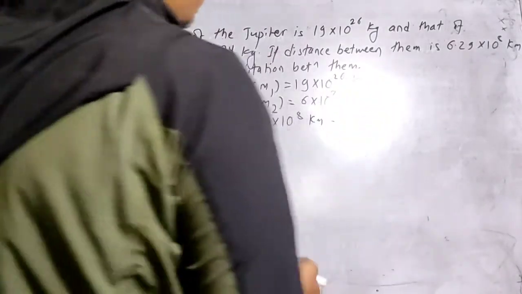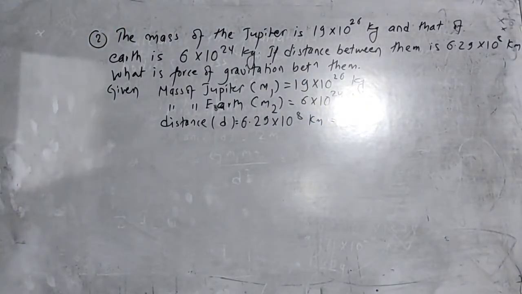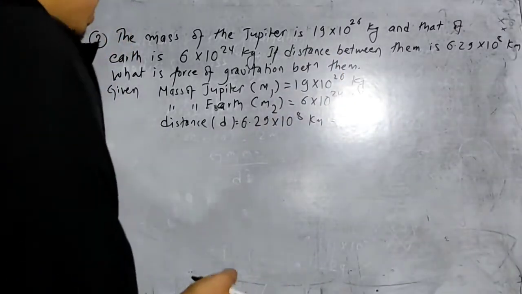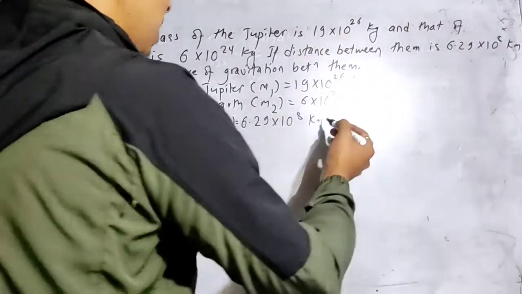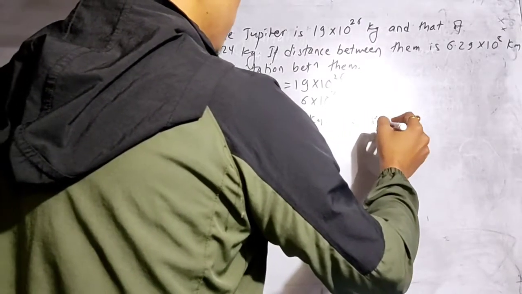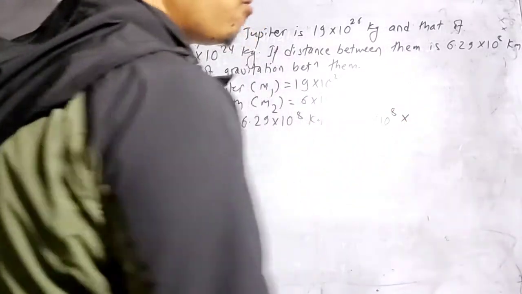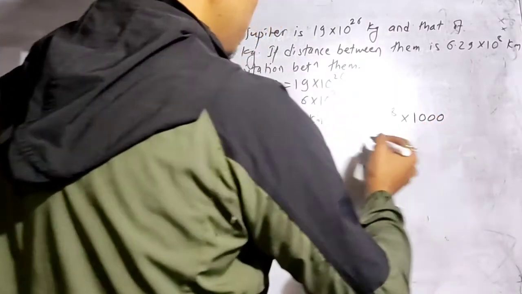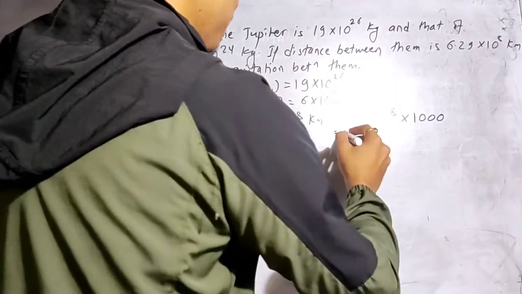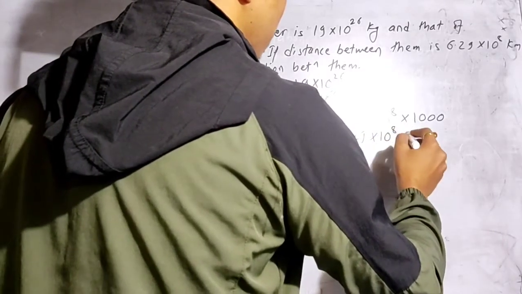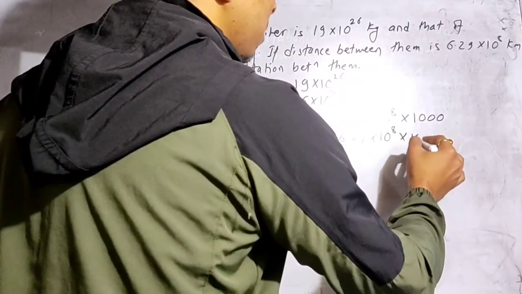Now kg and kg are in SI units, and we have to convert the distance into the SI unit, and the SI unit of distance is meter, so we have to convert that kilometer into meter before doing the numerical. Let's convert this into meter. To convert 6.29 into 10 to the power 8 kilometer into meter we have to multiply it by 1000, that is 10 power 3.